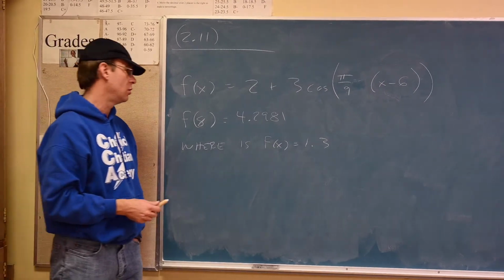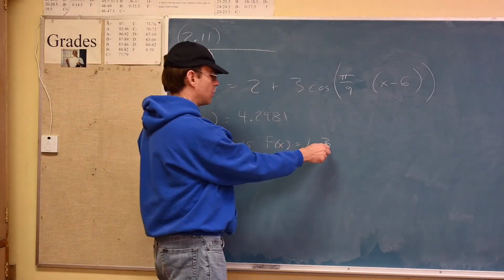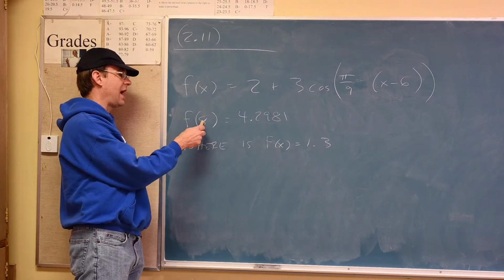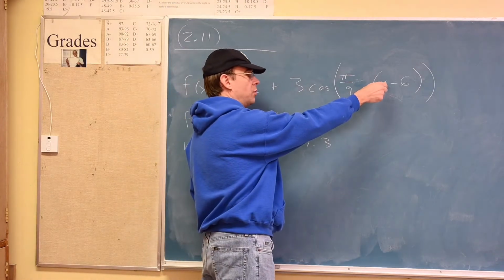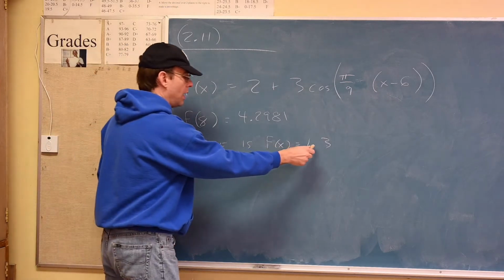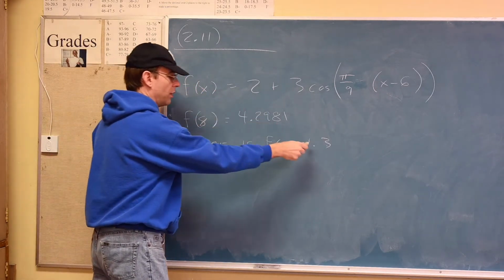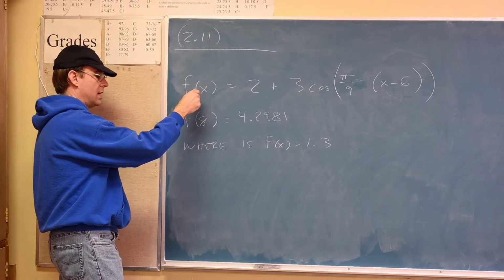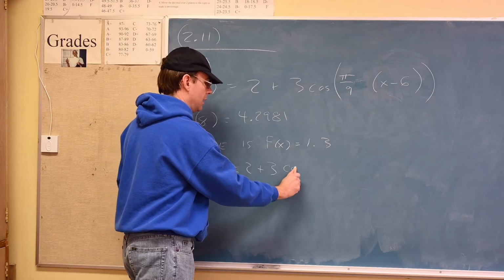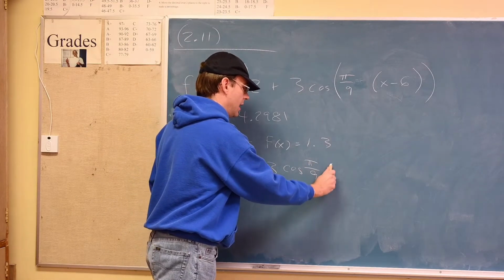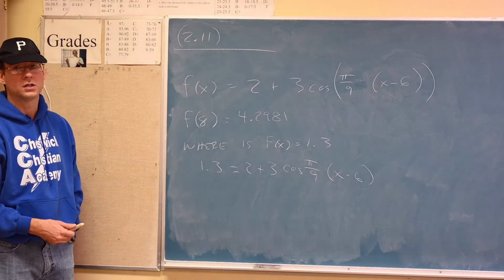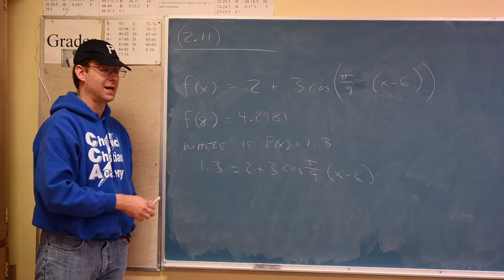Okay, they're going to ask you where f of x equals 1.3. So your start is just as basic. This f of 8 question was, the basic start was replace the x with an 8 and just do the math. On this, they're going to want you to replace the f of x with a 1.3. We're going to put 1.3 in this one. 1.3 equals 2 plus 3 cosine pi over 9 parentheses x minus 6, big giant thing. And our goal here is solve for x. And that's obviously going to take us some work.